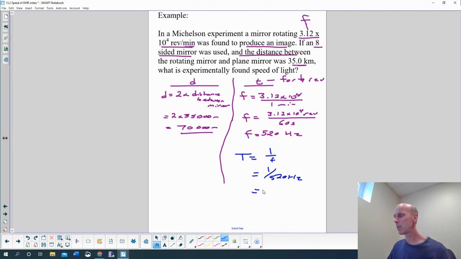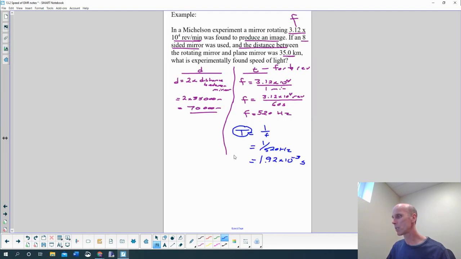And now my period, and I'm going to point this out, capital T, so I'm not confused with any random time frame. This is the period, the time for a complete revolution, and I get an answer of 1.92 times 10 to the minus 3 seconds. So this is not how long light had to travel. This is how long it would take for that 8-sided mirror to spin all the way around.